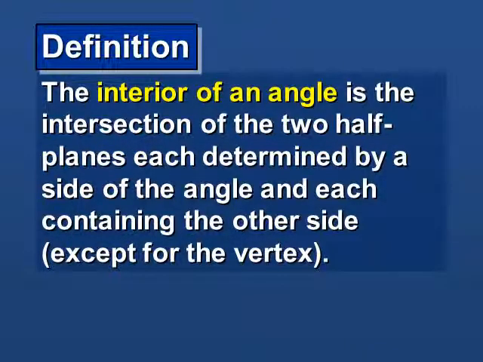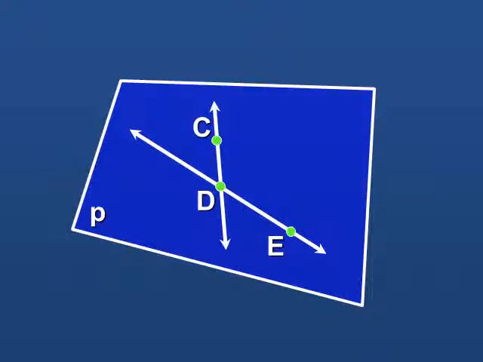The interior of an angle is the intersection of the two half planes, which are determined by the side of the angle and each containing the other side. Okay, it doesn't include the vertex at all. So here's our picture of that.